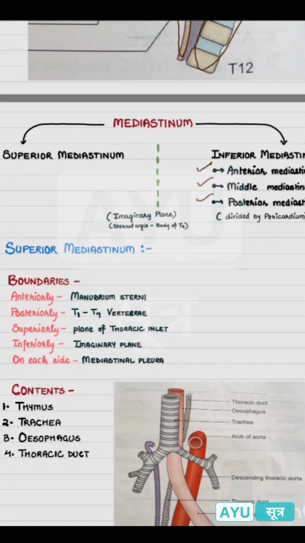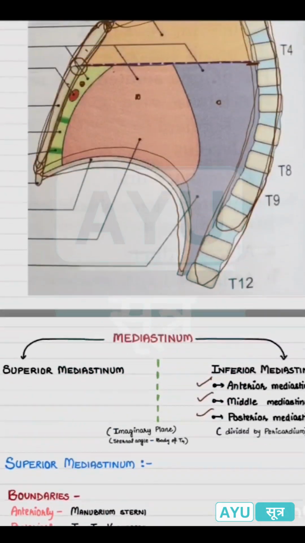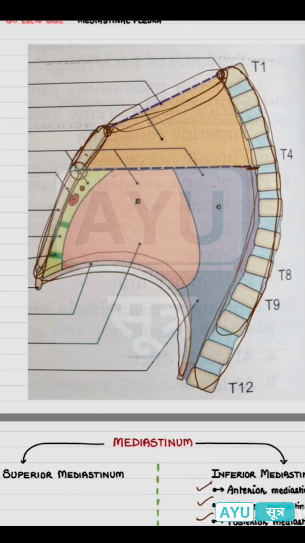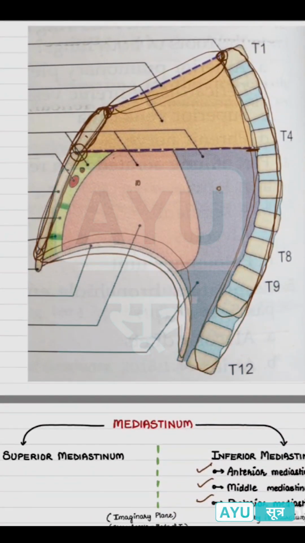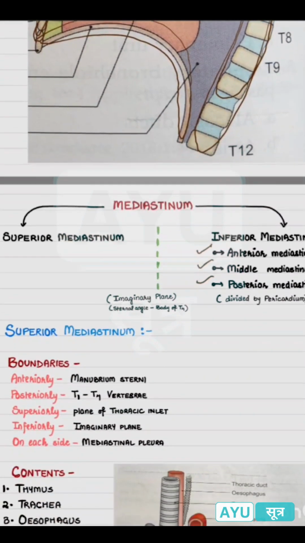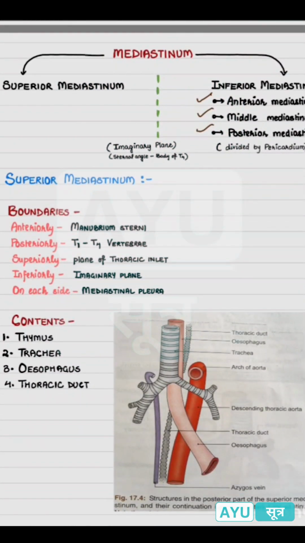Superior mediastinum. Let's talk about its boundaries. Anteriorly lies the manubrium sterni, as we saw in the figure above. Posteriorly it is covered by the upper four thoracic vertebrae, T1, T2, T3, and T4. Superiorly by the plane of thoracic inlet. Inferiorly by the imaginary plane we talked about earlier. And on each side lies the mediastinal pleura. Now we will learn about the contents of superior mediastinum.